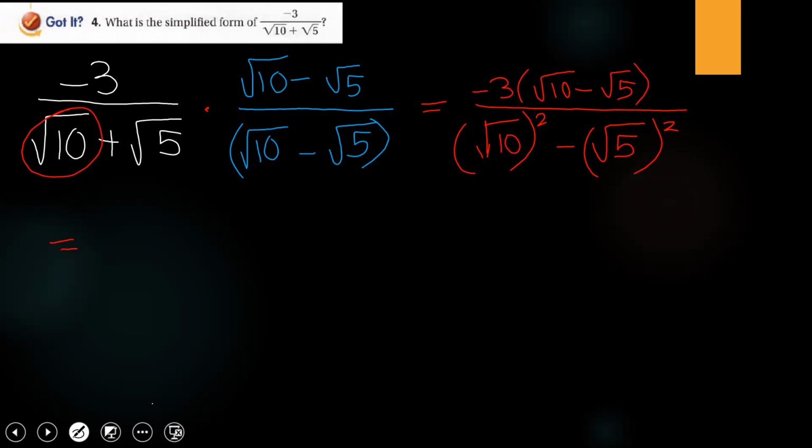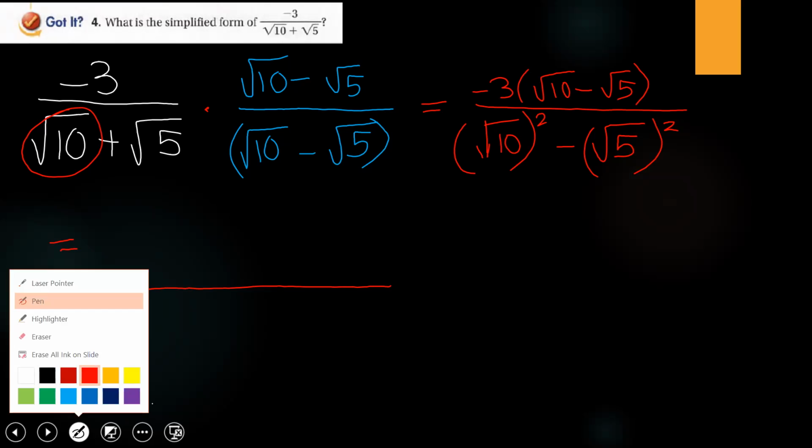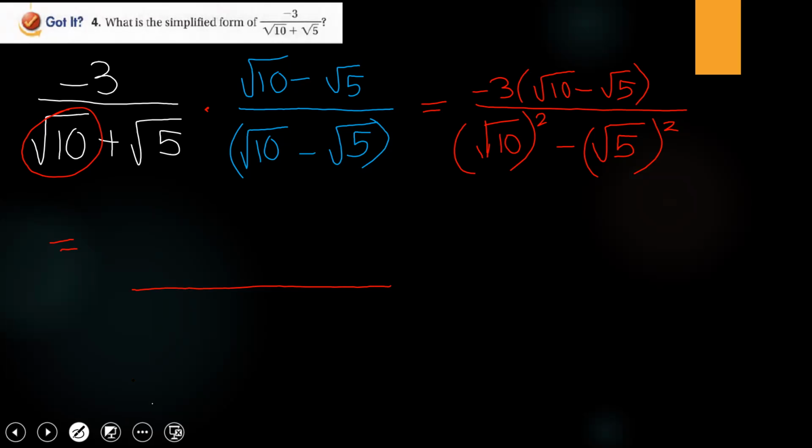Then after that, let's look now at the denominator. Square root of 10 squared is what? It will be 10. It will cancel each other. It's exactly going to be 10. And here, what did we have? It's going to cancel each other, and it's going to be 5. It will be 5 only, exactly.